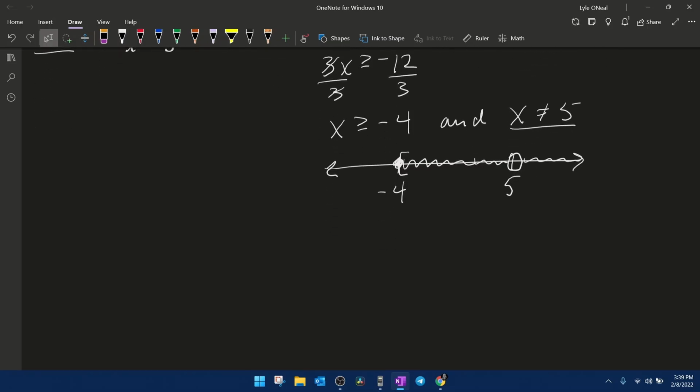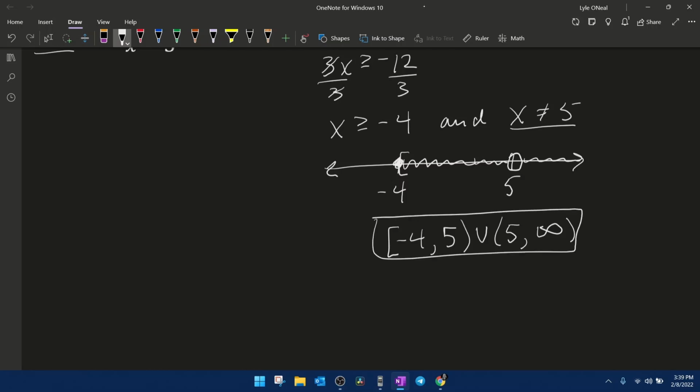So with this shading, it should be fairly easy to at least write the interval notation. The interval notation here would be everything from negative 4 up to 5, not including the 5, but we're going to skip over to the other side of 5 and keep going. Notice how this interval notation represents what is shaded.